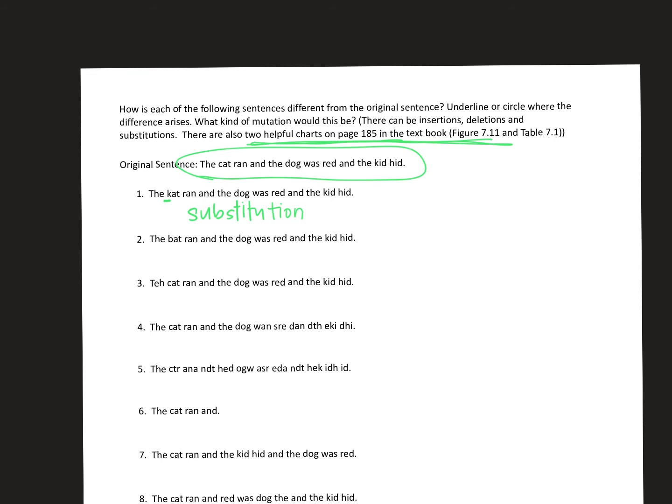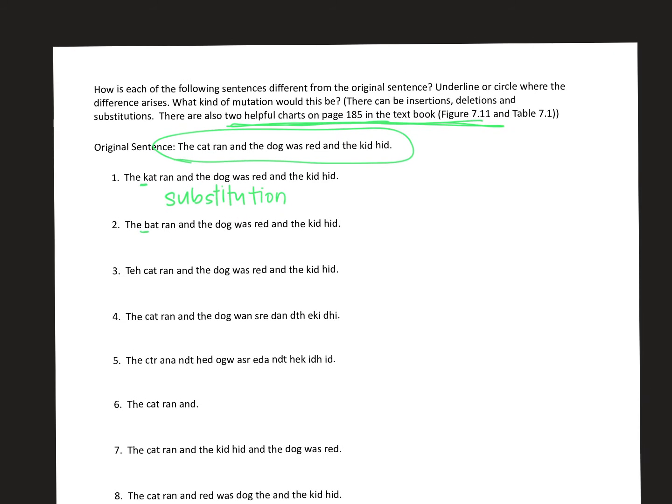If you want to get technical, I want to say it's missense. Sorry, I get missense and nonsense switched, but you can say which one of those it is. It really doesn't change the meaning of the sentence at all. So you'll go through that and do that. Like this next one, the bat ran instead of the cat. That's a substitution, but that does change the meaning.